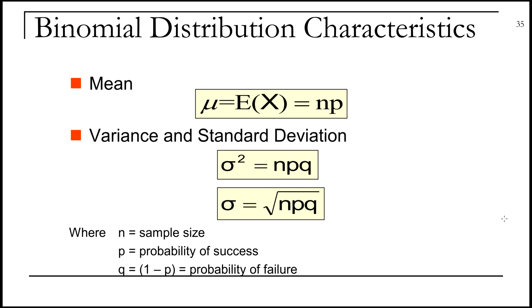The binomial distribution has some nice characteristics. The mean is n times p. Essentially, if you're an 80% free throw shooter and you shoot 100 free throws, on average you expect 80 to go in. The variance is np times 1 minus p, where q is 1 minus p. And the standard deviation is the square root of that.